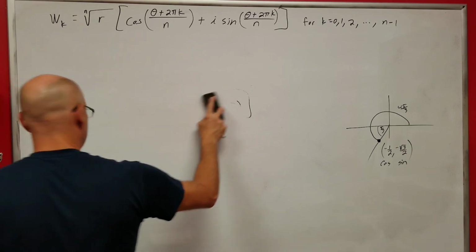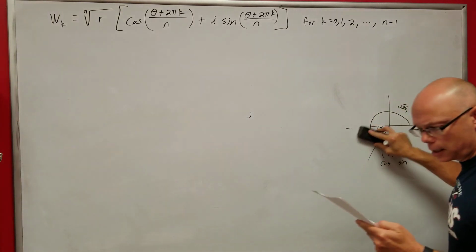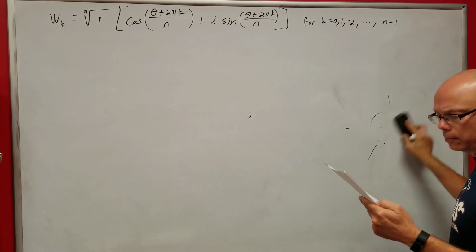All right, so let's look at an example here. It reads, find the complex roots by writing the number in polar form.